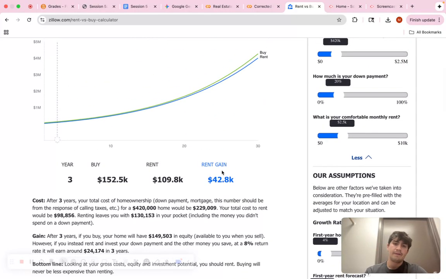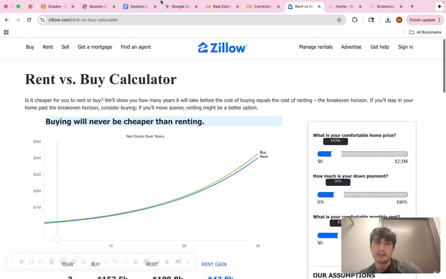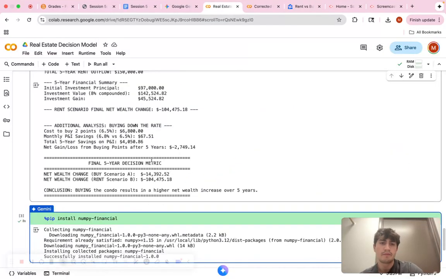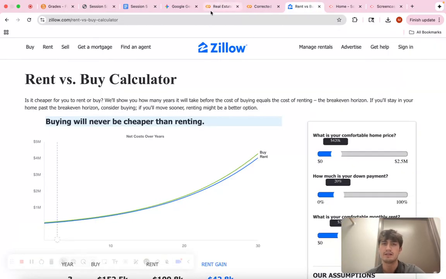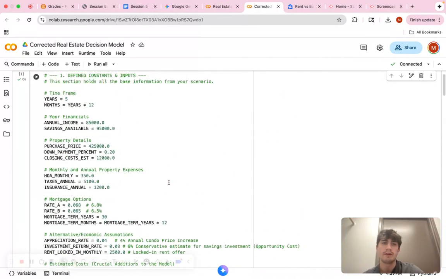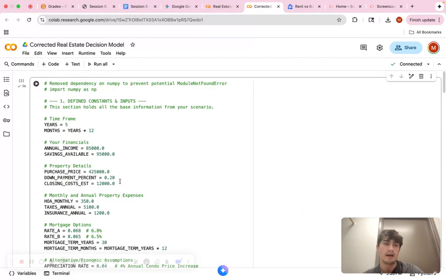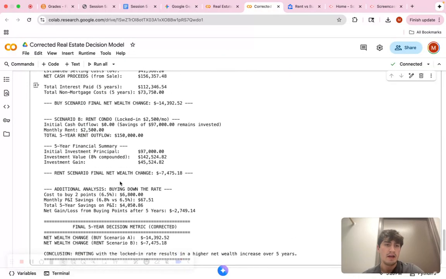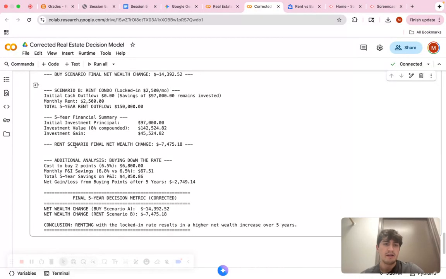And I got a rent gain, which, if you go here, this number does not match, and this is saying that buying the condo is the best. So I asked Gemini, hey, why did I get these results in Zillow and these results in Colab? So it gave me a corrected formula, which I then ran, and it gives me both scenarios, same exact thing.